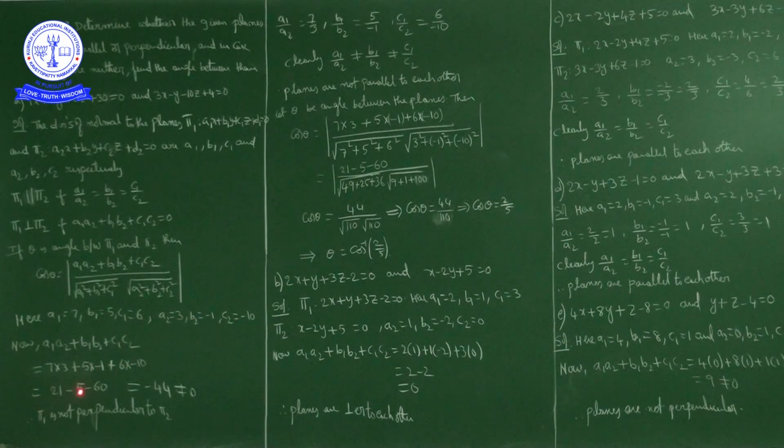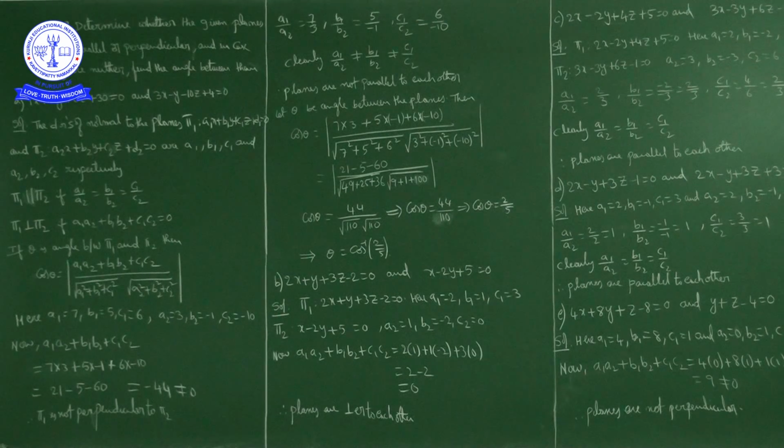Okay, so 21 minus 65 is nothing but minus 44. Minus 44 is not equal to 0. Here A1 A2 plus B1 B2 plus C1 C2 is not equal to 0. So pi 1 is not perpendicular to pi 2. So the two planes are not perpendicular to each other.